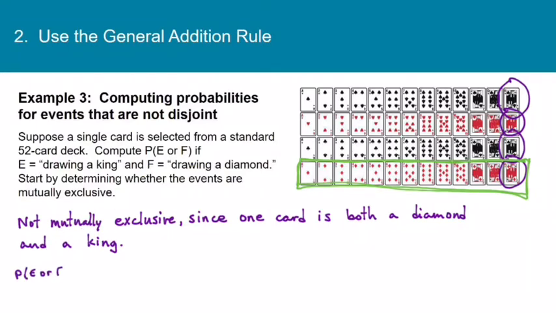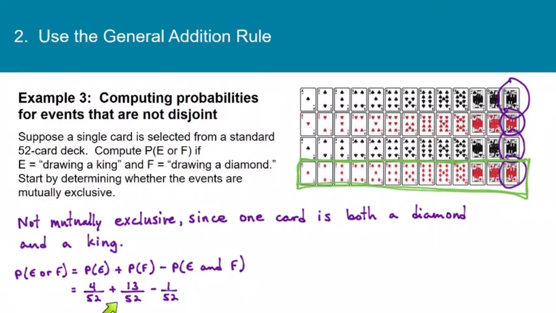And we're going to say that the probability of E or F is the probability of E plus the probability of F minus the probability of E and F. So now the probability of E is 4 out of 52, and the probability of F is 13 out of 52, and then the probability of E and F is the probability of drawing this one card that is both a king and a diamond, so that's minus 1 out of 52. And then if you put all these in your calculator, you will come up with approximately 0.308.